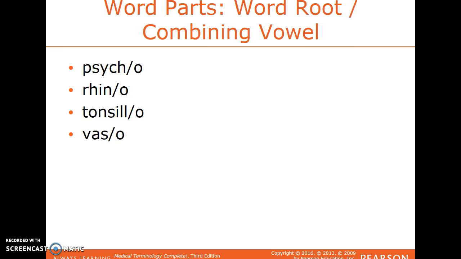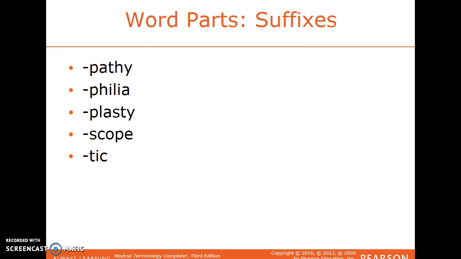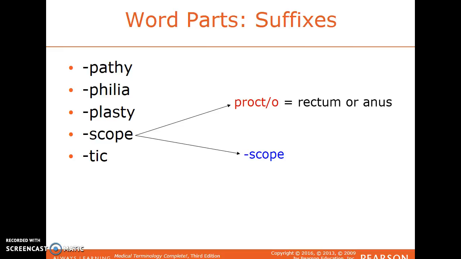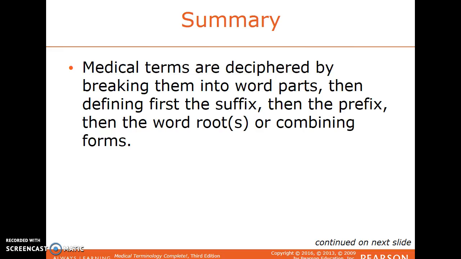Psycho, rhino, tonsillo, vaso. And then we have suffixes, word endings like al, ectomy, emia, gram, ia, iatry, ic, itis, logist, logy, pathy, philia, plasty, scope, and tic. Procto plus scope. Procto meaning rectum or anus. Scope meaning the instrument used for viewing. Gives you proctoscope, an instrument used for viewing the rectum or anus.